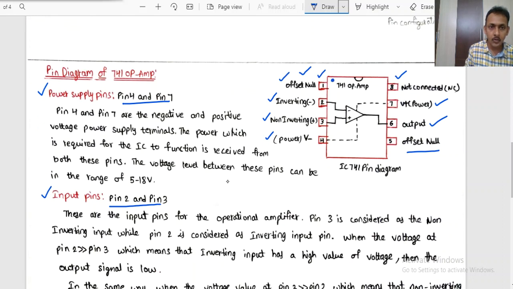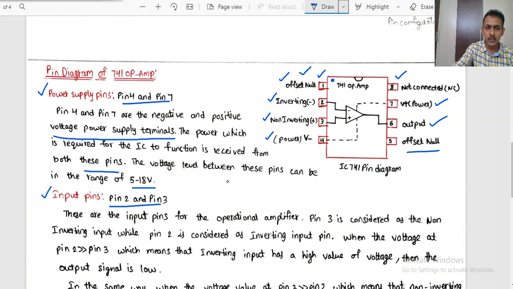Out of these, if you observe, pins 4 and 7 are the negative and the positive voltage power supply terminals. This is the power which is required for the IC to function, and it is received from these pins. Now most of the time the voltage level will be in the range of some 5 to 18 volts.